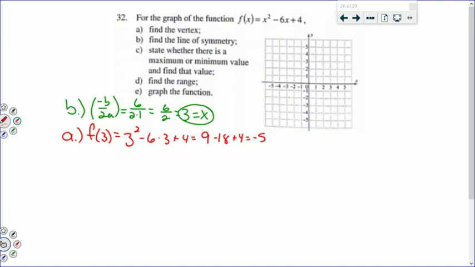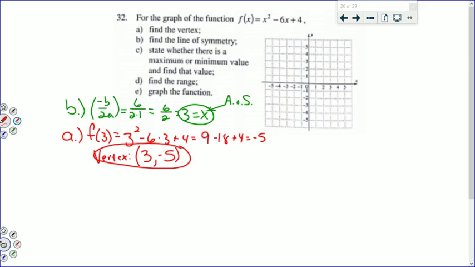So this is our axis of symmetry. Our vertex is going to be a point, and we take the x component from our axis of symmetry, in this case it's 3, and then the value that we get from our function when we plug 3 into our function. So in this case we got -5. So this is our vertex.